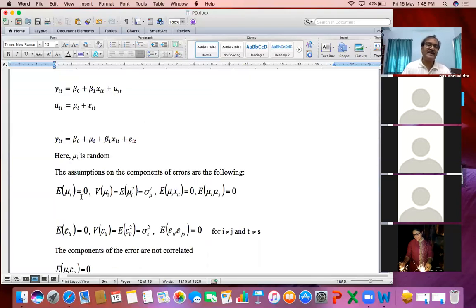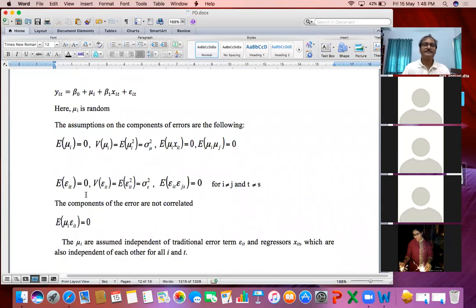So what is the basic implication of this assumption? The mean value of this component is 0. So in your sample, suppose you have a lot of workers, and μ_i denotes the level of intelligence of the workers. Some workers are more intelligent, some workers will be less intelligent. So if we take the mean, the intelligence will be 0. So we can normalize the level of intelligence as 0 in the average sense. And the variance of μ_i, sigma square mu, is considered as a constant.